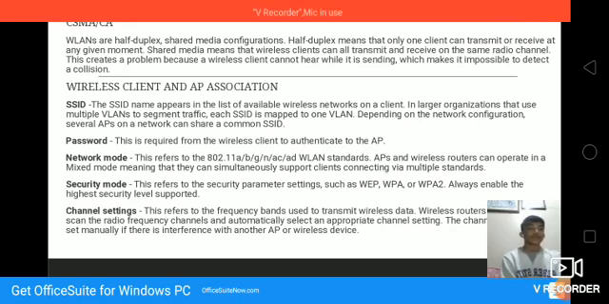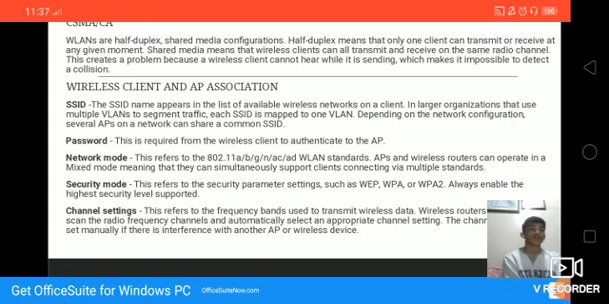In larger organizations that use multiple VLANs to segment traffic, each SSID is mapped to one VLAN depending on the network configuration. Several APs on a network can share a common SSID. Password. This is required from the wireless client to authenticate to the AP. Network mode. This refers to the 802.11 a/b/g/n/ac/ad WLAN standards.